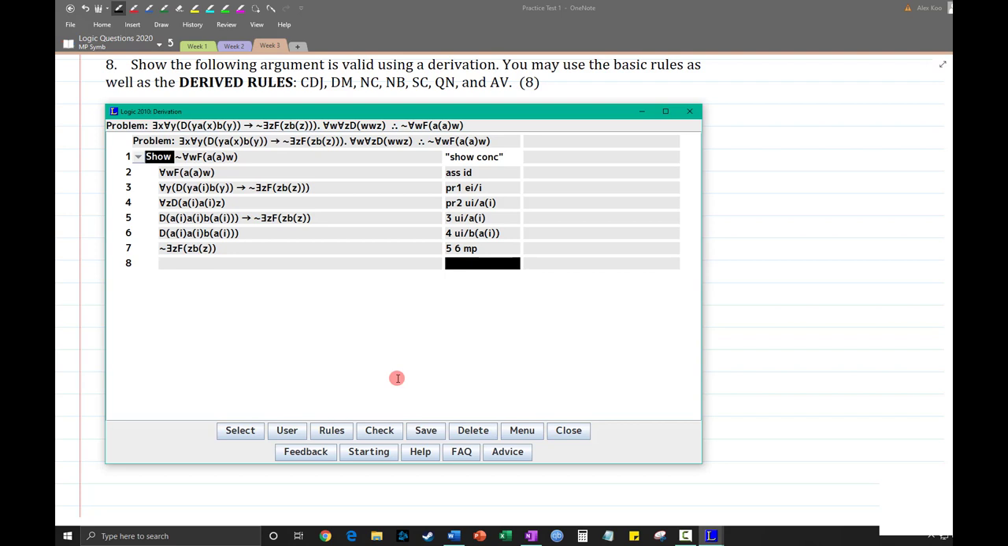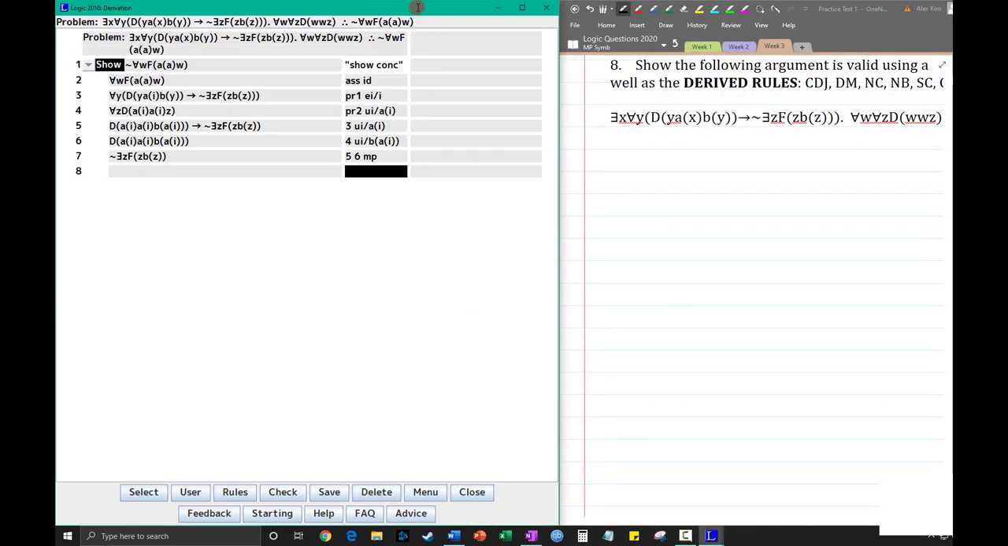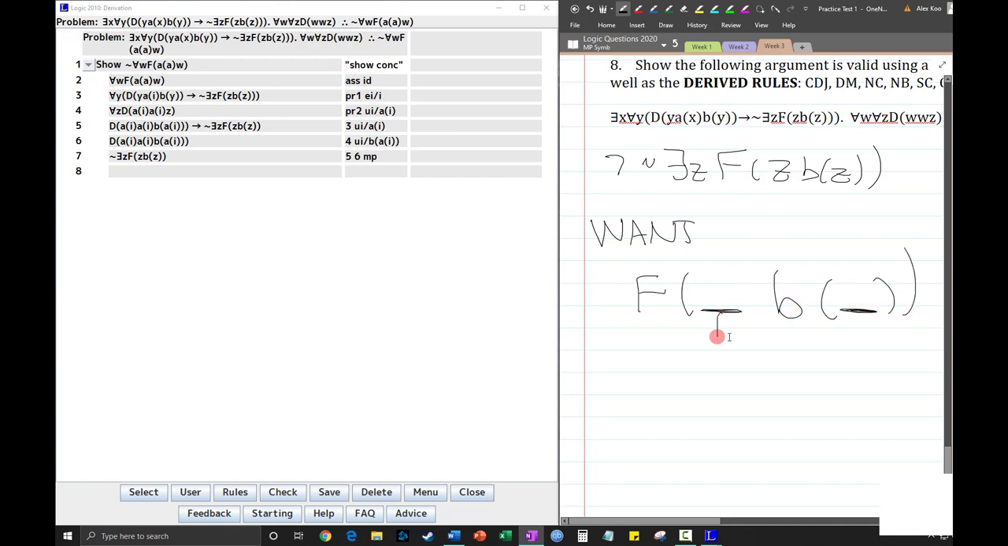Now, what I've come down to is the puzzle. So let's move this over. I'm going to write the puzzle down and show you how to do it by hand, which I tried to show you last time. So here on line seven, I have this negation, there exists a Z, F of Z, B of Z. So what I really want, to generate a contradiction, is F of blank, B of blank, where these two things are the same.